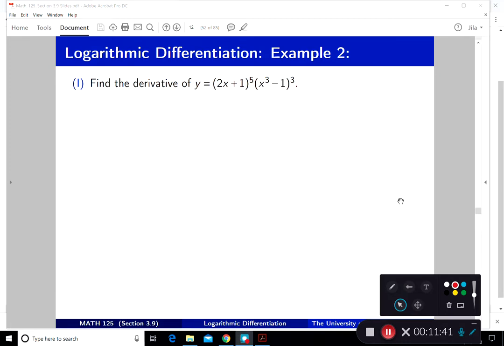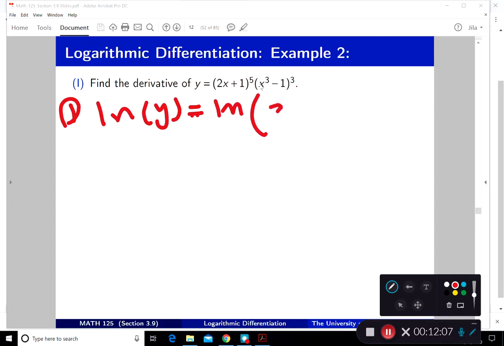So if I follow the same basic process that I did with logarithmic differentiation when I had a non-constant to a non-constant power, the first step is to take the natural log of both sides. I'm going to get natural log of y equals natural log of (2x plus 1) to the power 5, and then (x to the power 3 minus 1) to the power 3.